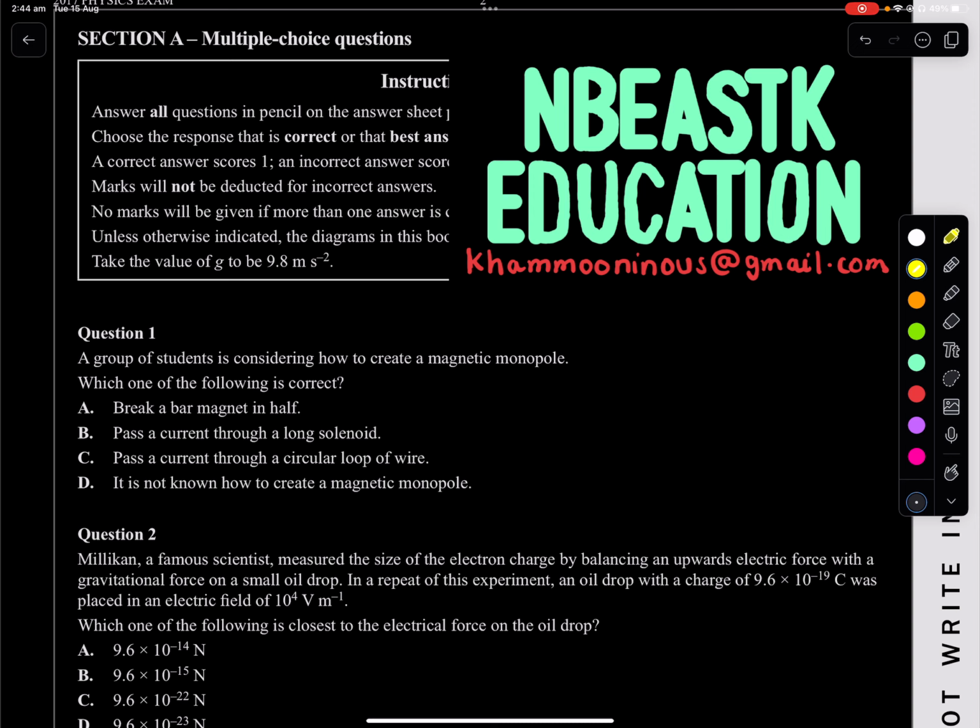A group of students is considering how to create a magnetic monopole. Which of the following is correct? So what is a monopole actually? It has only one pole. That's what a monopole is.